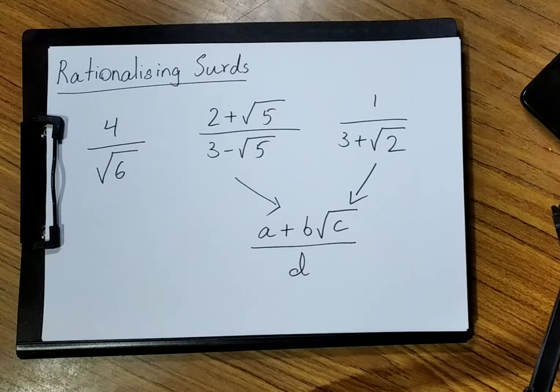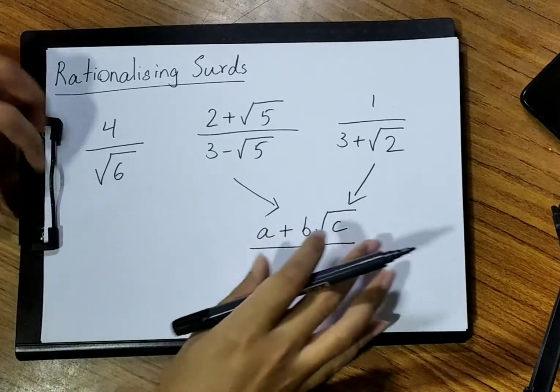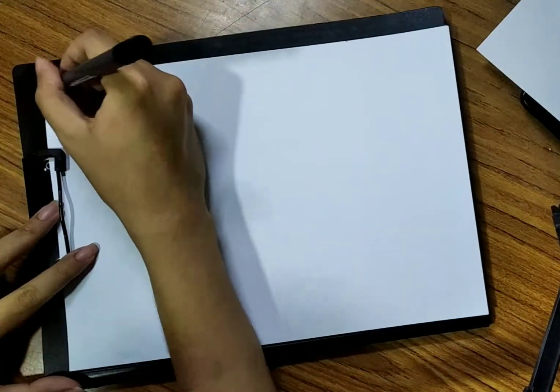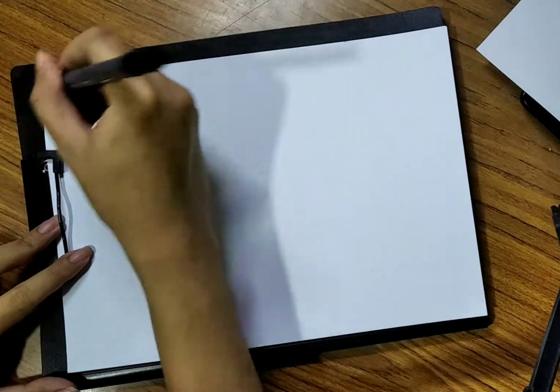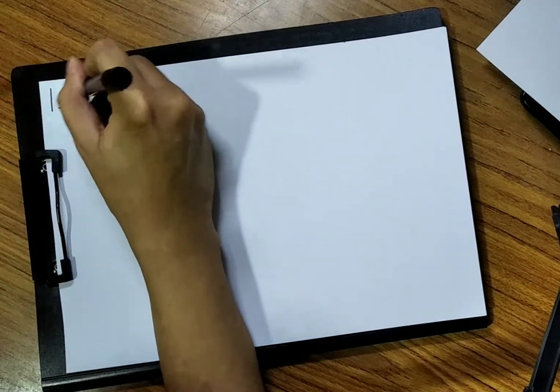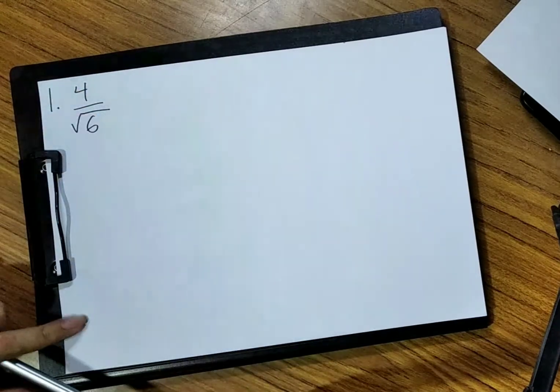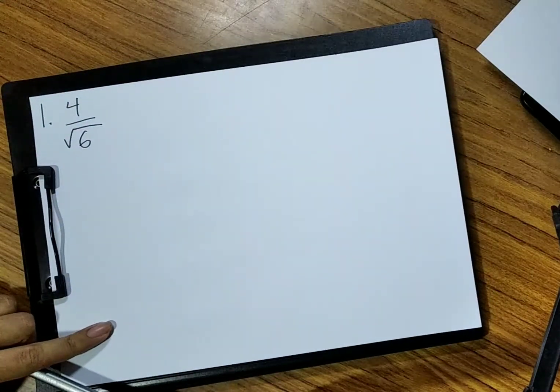Okay? Alright, so let's begin, shall we? How are we going to do that? I will explain now. Okay, for question number 1, we have 4 by root 6. So how are we going to change the denominator into a rational number?